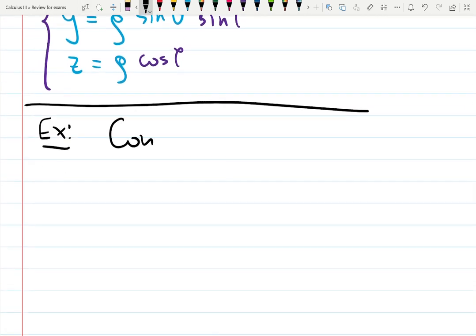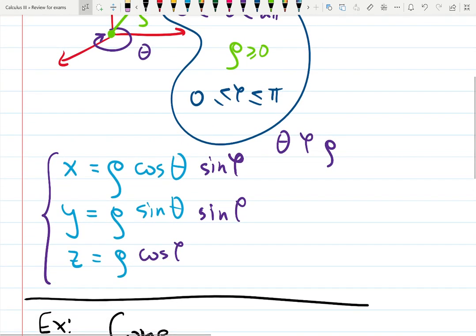The cone, and sometimes we might ask, what kind of coordinates is this? Oh, actually, there are very nice examples over here. Let me scroll down for you.